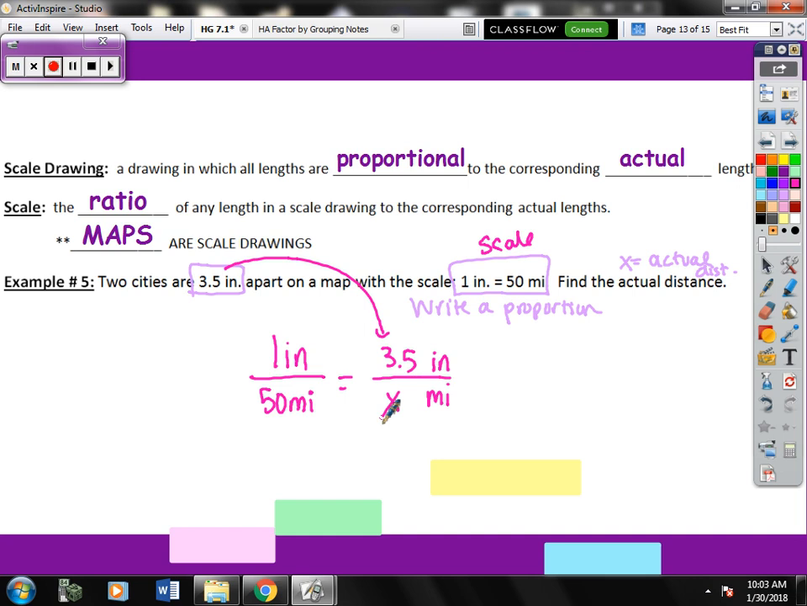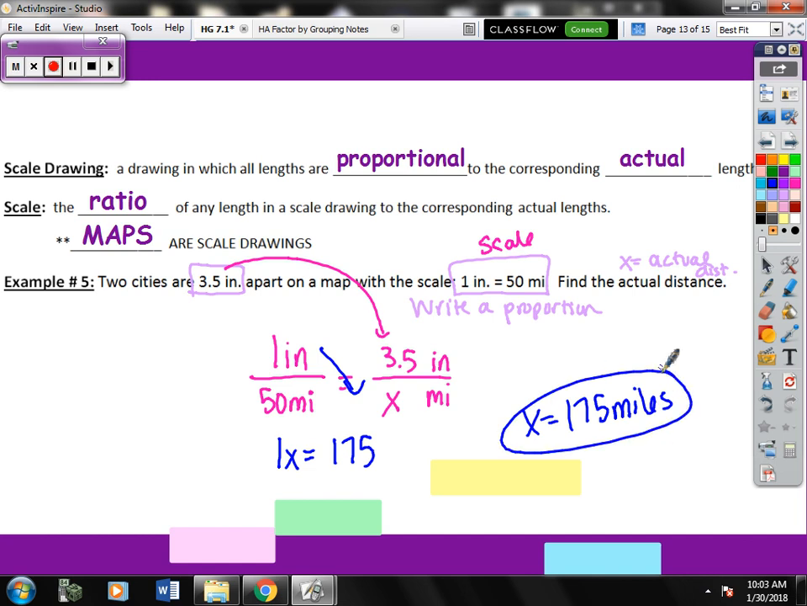And then you just cross multiply. So we'll cross multiply, we'll get 1x equals 175. Of course, you could divide by 1, and that would be 175 miles.